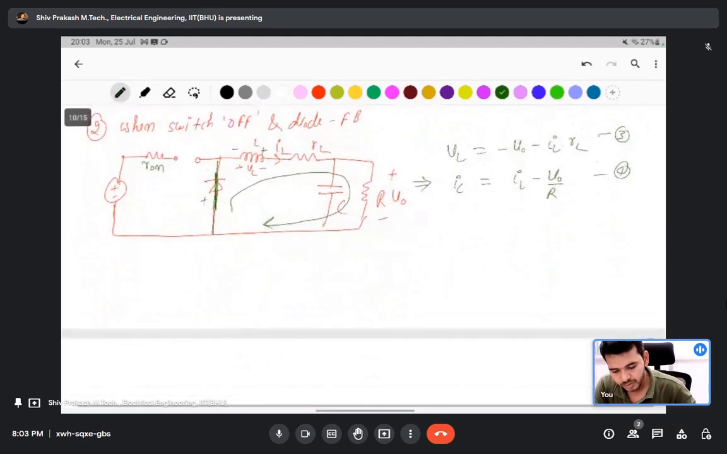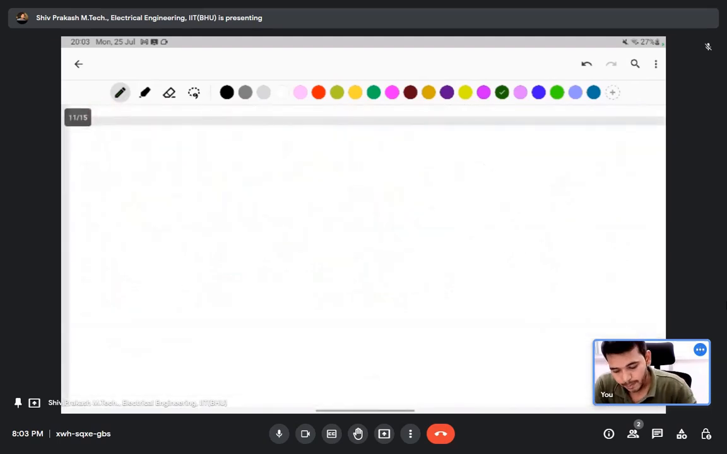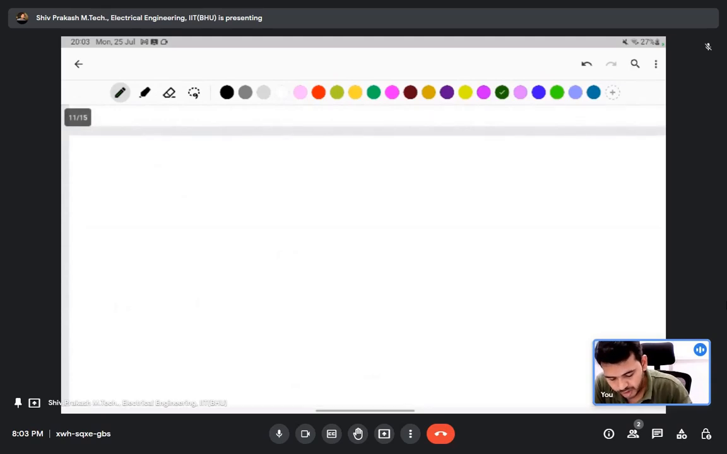After that you take the volt second balance and the current second balance equation. First I take volt second balance.